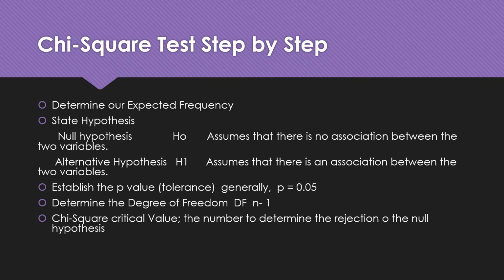Generally, it is 0.05. We need to determine the degrees of freedom, or df, which is generally the number of variables minus 1. The chi-square critical value is the number used to determine the rejection of the null hypothesis.